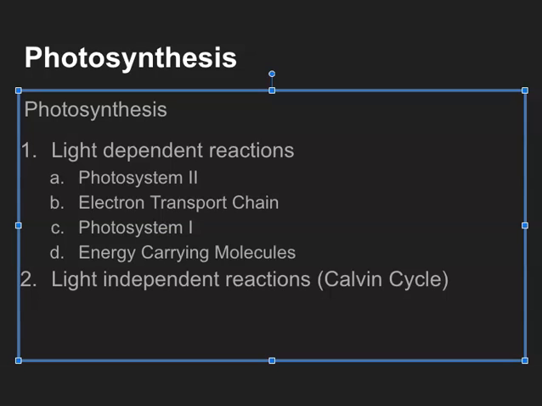Notice that photosynthesis can be broken into two primary reactions, the light-dependent reactions and the light-independent reactions. The light-dependent reactions can further be broken down into four processes: photosystem 2, the electron transport chain, photosystem 1, and the creation of energy-carrying molecules. In our next section of notes, we will look at the light-dependent reactions with a focus on photosystem 2, the electron transport chain, photosystem 1, and energy-carrying molecules.